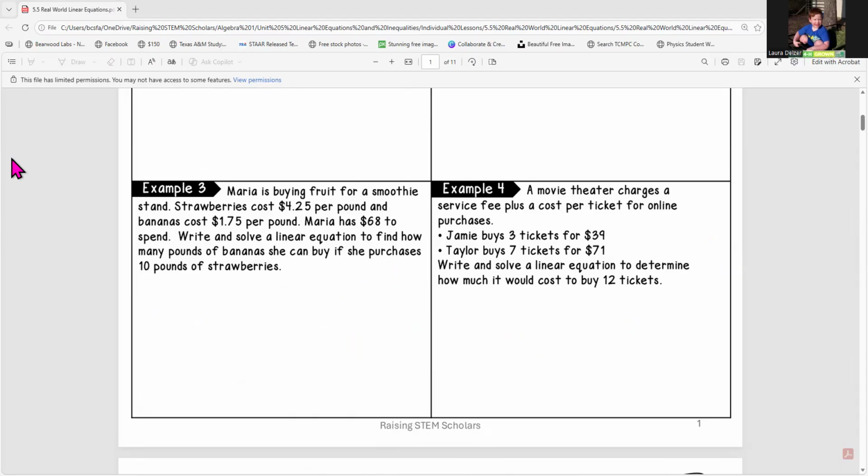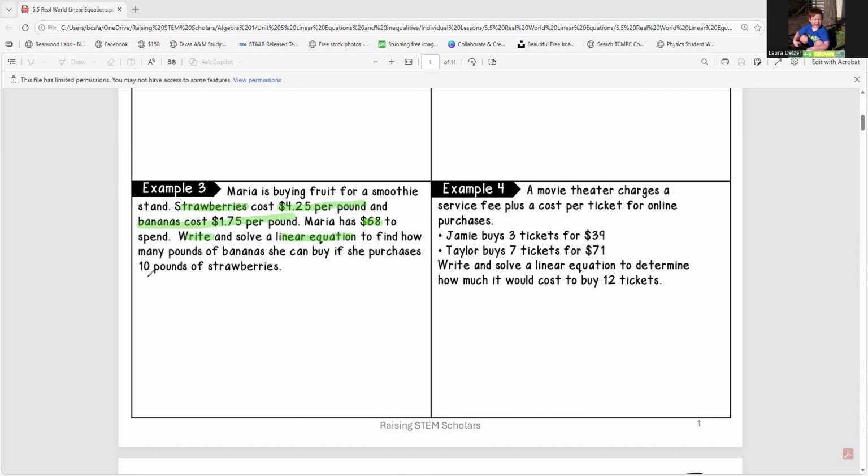All right, let's look at this next problem. It says Maria is buying fruit for a smoothie. Strawberries cost $4.25 per pound. That's strawberries. And bananas cost $1.75 per pound. Maria has $68 to spend. So they want us to write a linear equation. Now notice this is written with different kind of information. We have a rate for strawberries and we have a rate for bananas. That means that we're going to use a different kind of equation in this case.